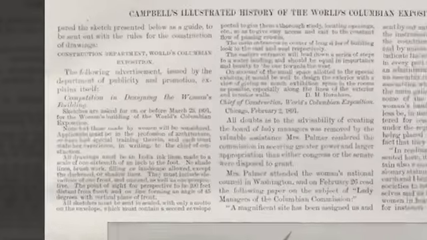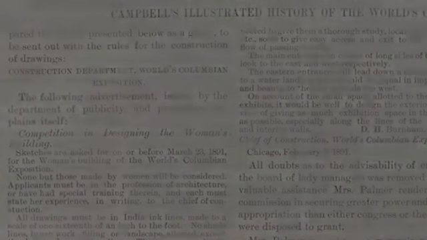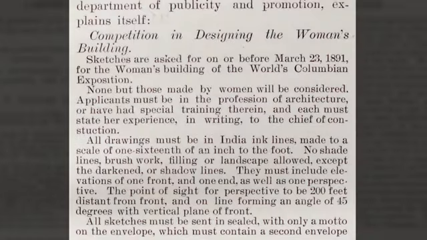Let's check into some information regarding this building for some more context while you browse this photo and a few others for any inconsistencies. In this publication on page 53, we have a section labeled Construction Department, World's Columbian Exposition, and it presents an advertisement. Let's pull out some details of this initial paragraph, starting with a title.